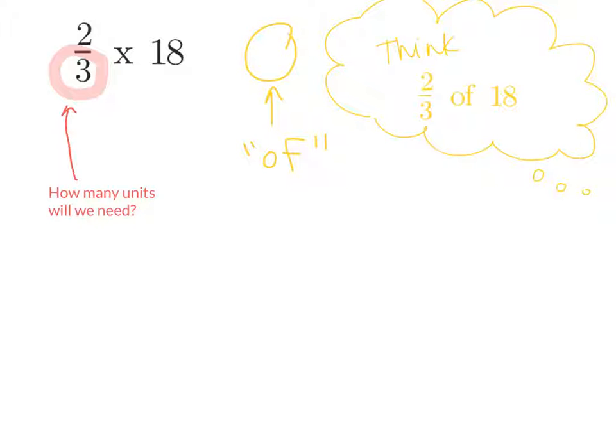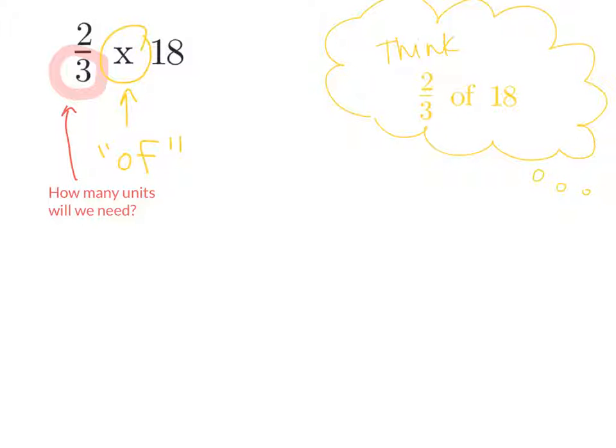In math, when you have a fraction multiplied by a whole number, you can think of the multiplication sign as the word "of." So 2/3 times 18, you can think in your head it's the exact same thing as 2/3 of 18. This is super important. I want everyone to write in their notebook right now that the multiplication sign means "of."